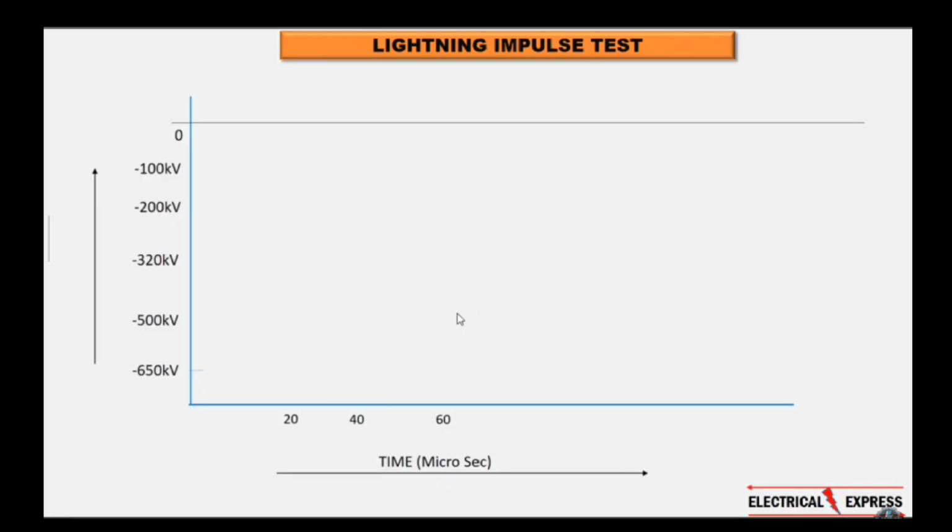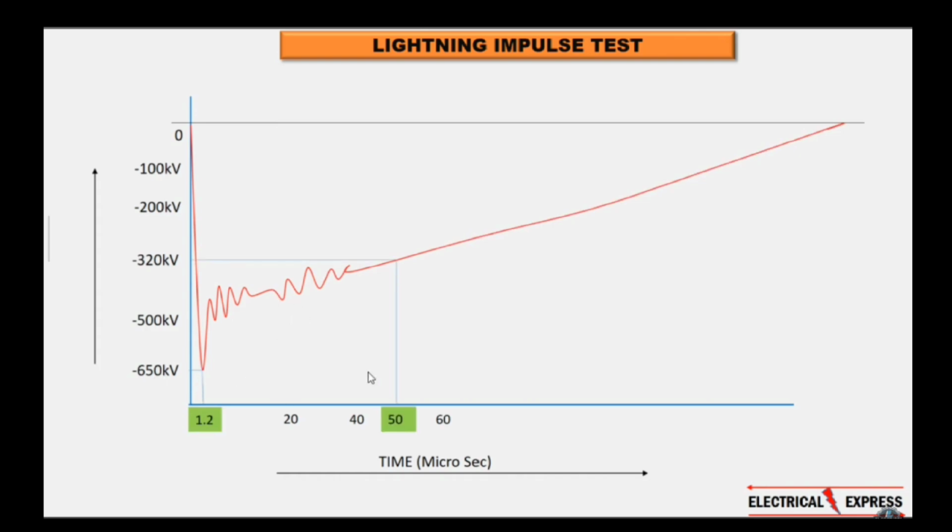Next friend, if we do lightning impulse, then how do we do it? You can also understand from this graph that whatever your 1.2 microsecond is has come in 650 kilovolts, and the 50%, that is 50% of voltage, has come in 50 microseconds. Friends, there is one more thing here, that when we test lightning impulse, we apply negative voltage.